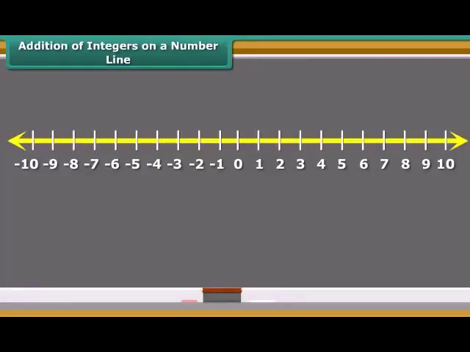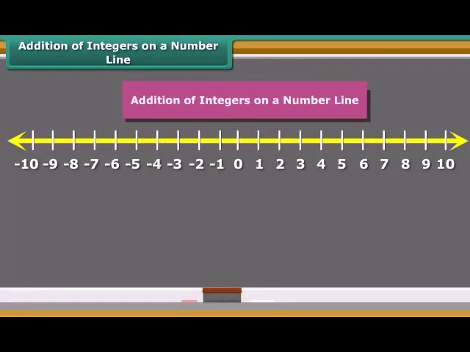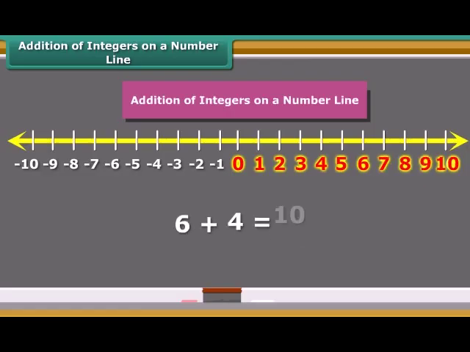Students, now we learn addition of two positive integers on a number line. If we add 6 and 4 on the number line, we first move 6 steps to the right from 0, reaching 6. And then we move 4 more steps to the right of 6 and reach 10. Thus we get 6 plus 4 is equal to 10.